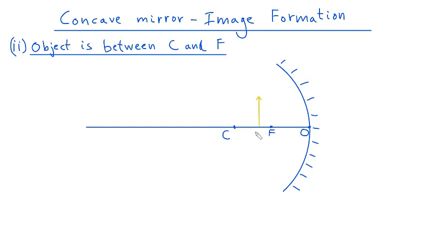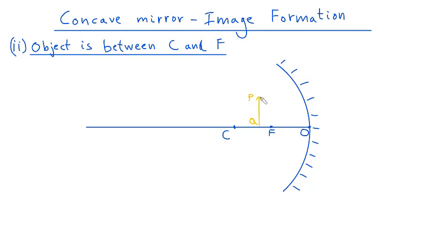And as before, our object is just going to be a very simple arrow pointing upwards. Let's label the top of the arrow, the tip of the arrow P, and the bottom of the arrow Q. Recall that to work out where the image corresponding to this arrow will form, we just need to consider two rays from one point on the arrow. And it's easiest to just consider rays from the top or the tip of the arrow.